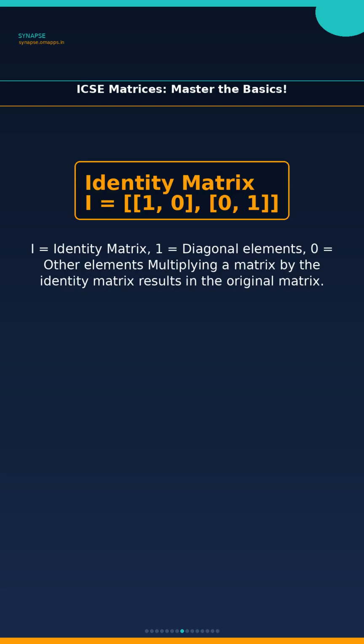Think of the identity matrix like the number 1 in regular multiplication. When you multiply any matrix by the identity matrix, you get the original matrix back. The identity matrix is a special square matrix with ones along the diagonal and zeros everywhere else.